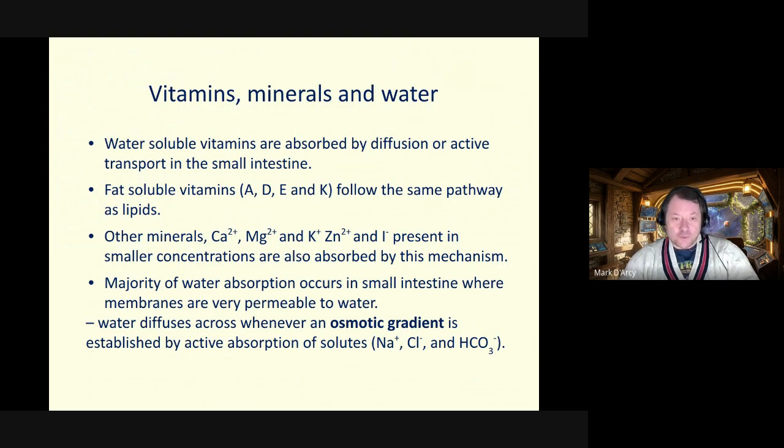As for vitamins, minerals, and water, water-soluble vitamins are absorbed by diffusion or active transport in the small intestine. Fat-soluble vitamins like A, D, E, and K follow the same pathway as lipids. Other minerals, calcium, magnesium, potassium, zinc, and iodine, present in small concentrations, are also absorbed by this mechanism. The majority of water absorption occurs in the small intestine, where membranes are very permeable to water due to lots of aquaporins, water channels. Water diffuses across whenever an osmotic gradient is established by active absorption of solutes, sodium chloride, and bicarbonates.